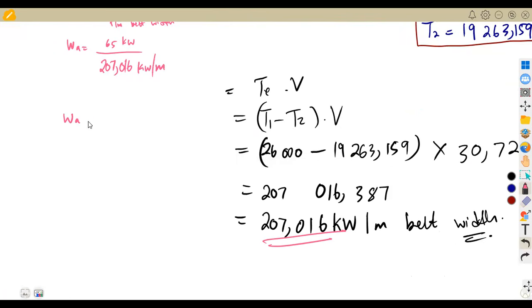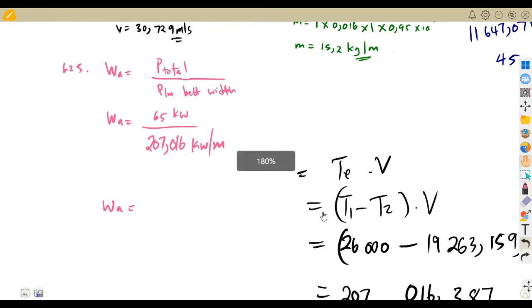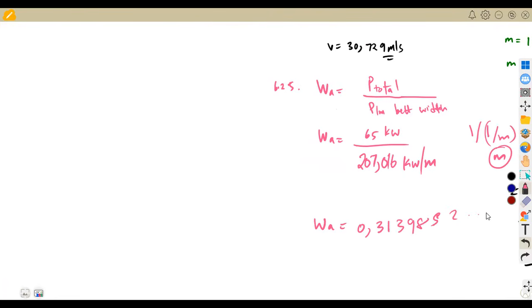So this is going to give us the actual width if we simplify this. As we can see, the kilowatts and kilowatts will cancel, and we are left with 1 over 1 over meter, so our answer is going to be in meters. That will be 0.3139852, something like that, in meters. But they say this must be in millimeters, so just multiply by 1,000 and you obtain 313,985 millimeters.